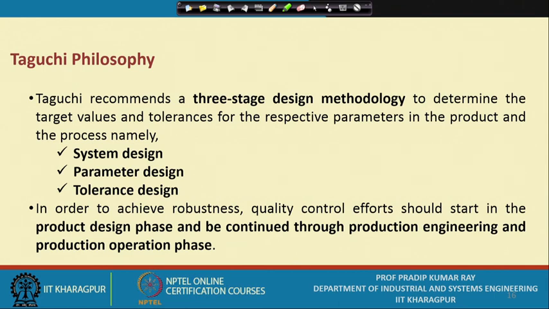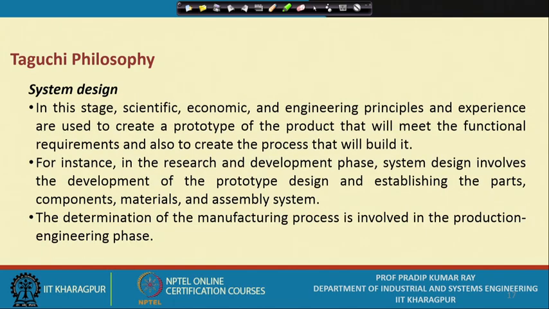So these are the three steps. Now in order to achieve robustness, quality control efforts should start in the product design phase and be continued through production engineering and production operation phase. Is it okay? So this is very, very important. And so what is the system design?